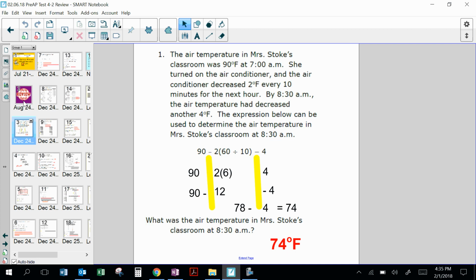The air temperature in Mrs. Stokes' classroom was 90 degrees at 7 a.m. She turned on the air conditioner and the air conditioner decreased 2 degrees every 10 minutes for the next hour. By 8:30 a.m., the air temperature had decreased another 4 degrees. The expression below can be used to determine the air temperature in Mrs. Stokes' class at 8:30. So the expression is 90 minus 2 groups of 60 divided by 10 minus 4.